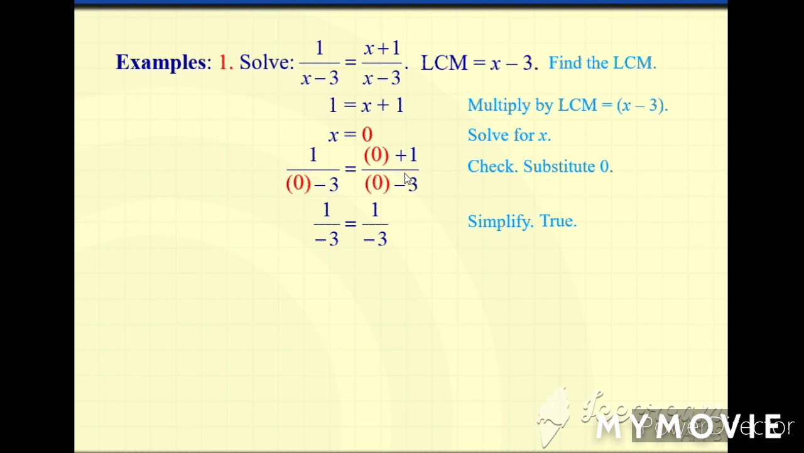So 1 over negative 3 equals 1 over negative 3. Simplify, that is true. Second, solve 1 over x equals 2 over x minus 1.